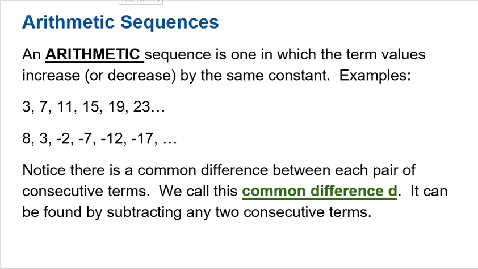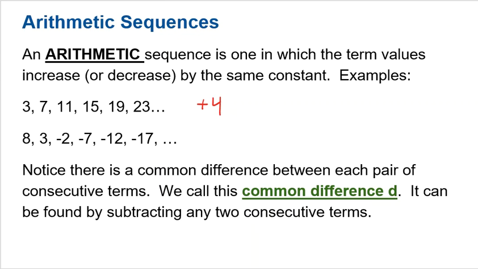So first off, an arithmetic sequence is one in which the term values increase or decrease by the same constant. So for example, in this first problem we see here, the terms are going up 4, up 4, up 4, up 4, up 4. So each term is going up 4. So 4 is that constant that we are increasing by.